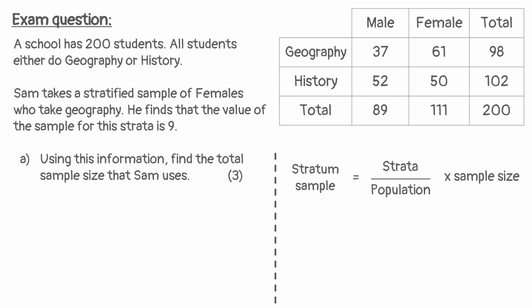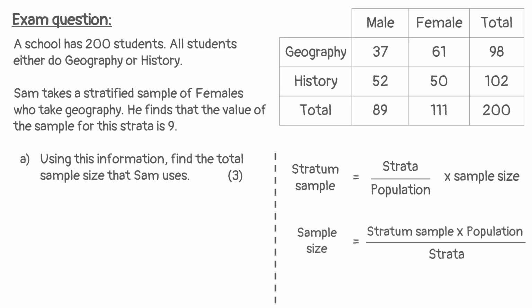You can see that we are dividing by the population on the right hand side of the equation. The opposite of this is to multiply. So essentially, we have the stratum sample multiplied by the population, which is equal to the strata multiplied by the sample size. Since the strata is multiplying by the sample size, we need to divide by the strata. Doing so will give us this formula below.